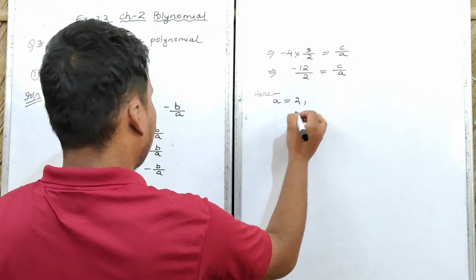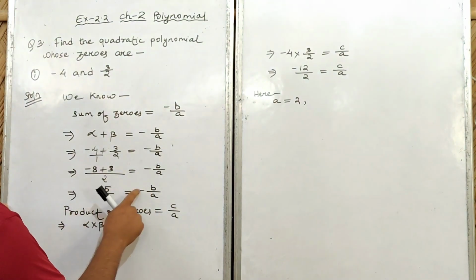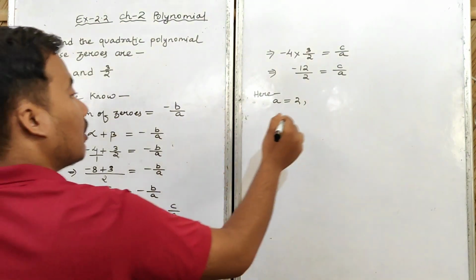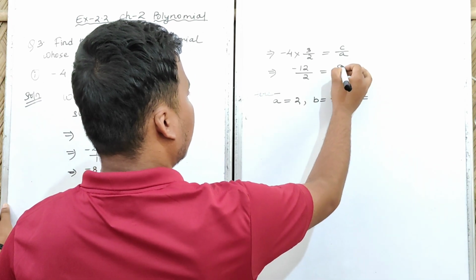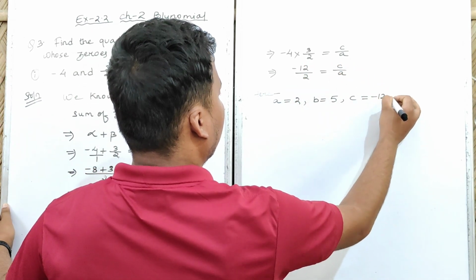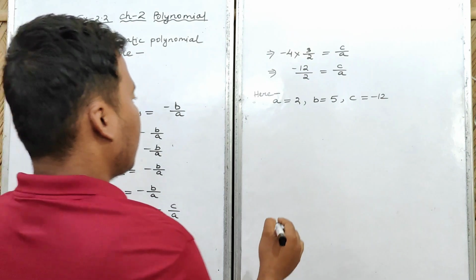a we got 2. अब b देखो, b कितना हो रहा है, b equal to 5. ये माइनस माइनस कैंसिल हो गया, तो b कितना आएगा, b equal to 5, and c हम लोग को कितना मिल रहा है, -12. Now write the standard form of quadratic equation.